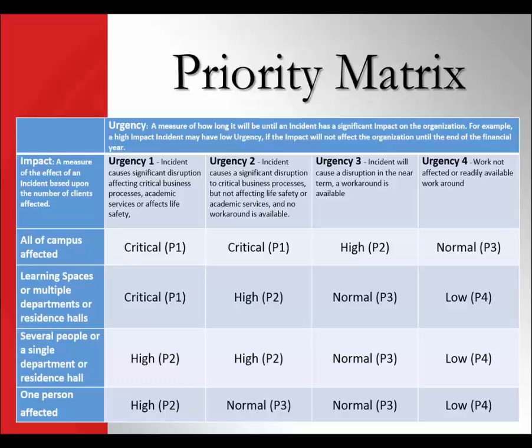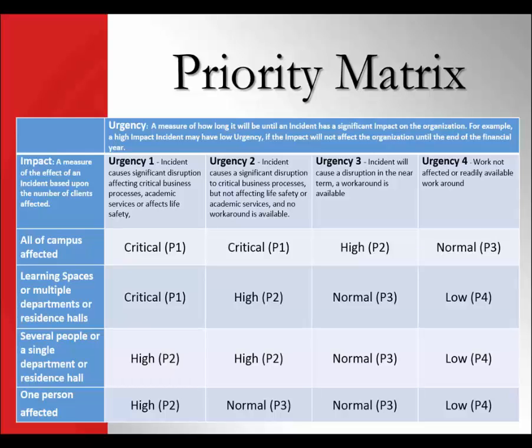So the impact is the vertical column here on the left-hand side, which ranges from all of campus affected, to multiple departments or residence halls, to several people or a single department, and then the lowest level, of course, is just one person. Then urgency grows horizontally across the top, and that ranges from the most urgent, which is an incident that affects some sort of campus-wide core academic service that we offer. So that would be like enrollment goes down or something like that, right? Or something that affects safety. So we have some sort of safety system in place that's now offline. That would be an urgent 1.